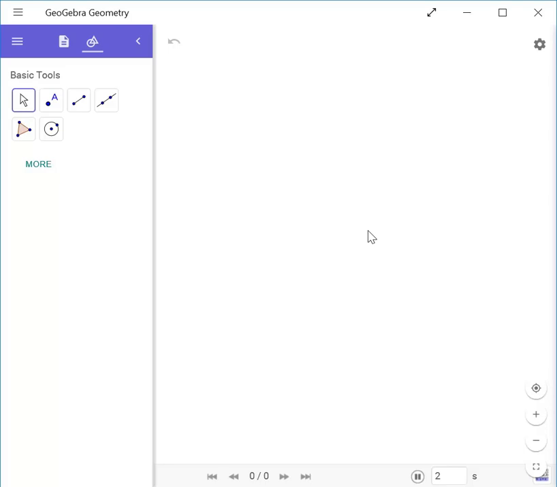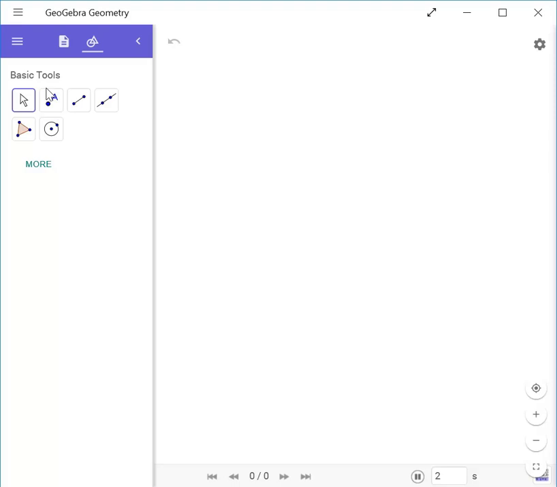This is GeoGebra Geometry, a dynamic geometry drawing tool. So hopefully it's been installed on your computers. Just open it and you should get a screen something like this. Just pause the video whenever you need to. Right, so we're going to look at the first thing, the angle sum in a triangle.